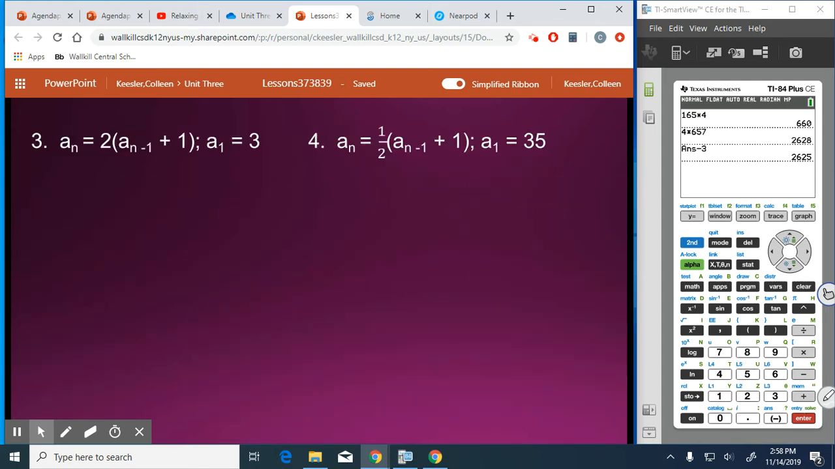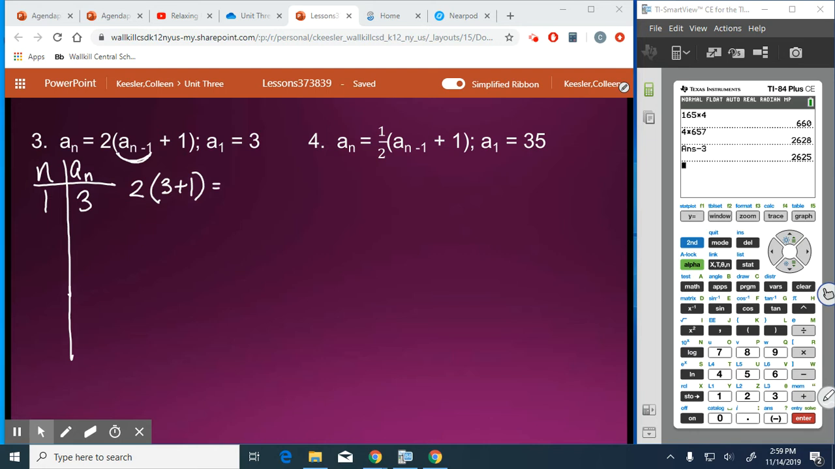Number 3, now I have to do some things in parentheses first. Remember, with your order of operations, parentheses always comes first. So again, they tell us the first term is 3. So we plug the 3 in for a of n minus 1. So we're going to do 2 times 3 plus 1, which is 2 times 4, so that's 8. So the second term is 8.